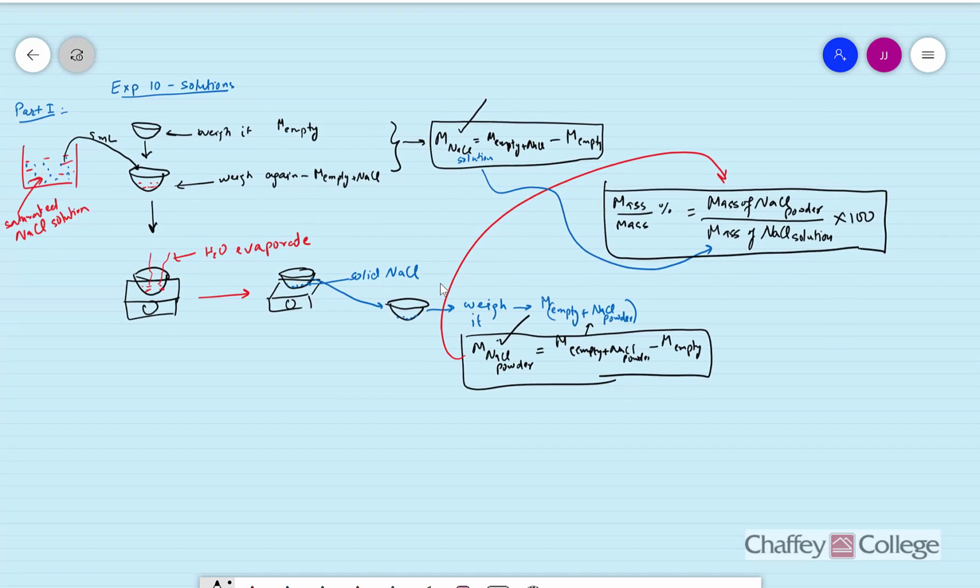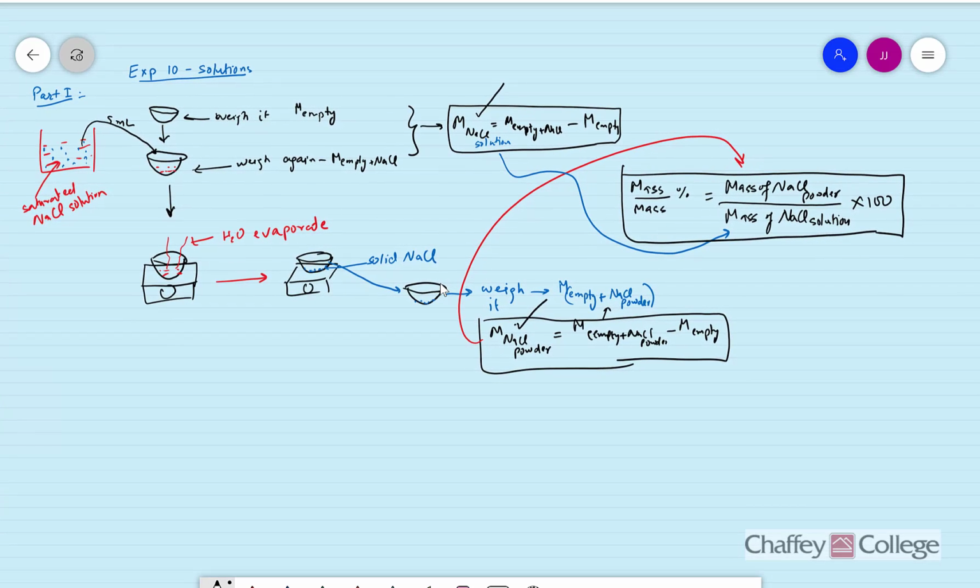And in the same part, we also need to calculate the molarity. So molarity is equal to moles of NaCl divided by volume in liters. Remember, this volume should be in liters. We already calculated the mass here, so convert this mass to moles first. You already know how to convert mass to moles.